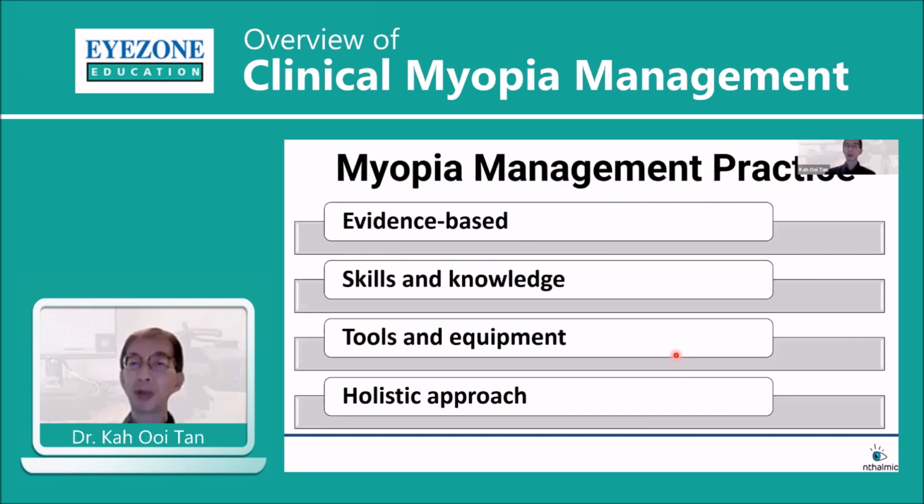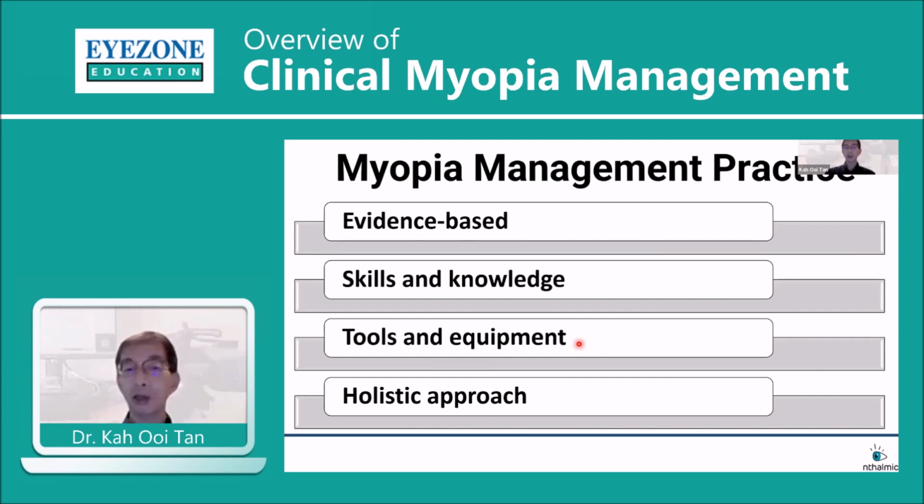So coming back to this myopia management practice, having said that we need to do something, we still have to abide by certain principles. Firstly, evidence-based. We need to look at the published papers, which options or solutions are available that are effective to reduce myopia progression. And we need to have the skill and knowledge and the suitable tools or equipment. For example, if you do orthokeratology, you need to have a corneal topographer. And if you need to measure the axial length, you need to have a biometer so that you can monitor the progression of the axial length.